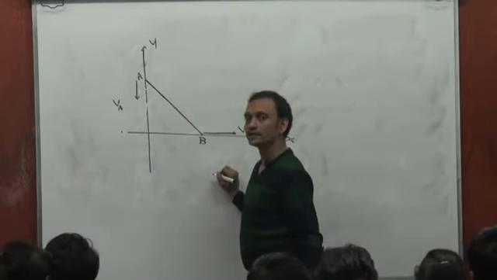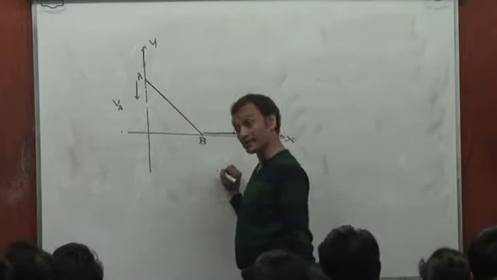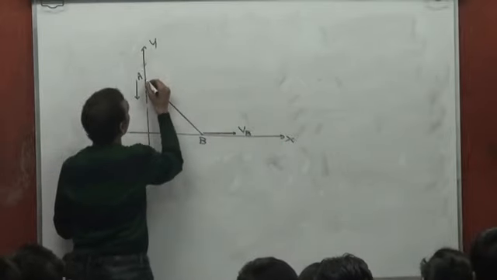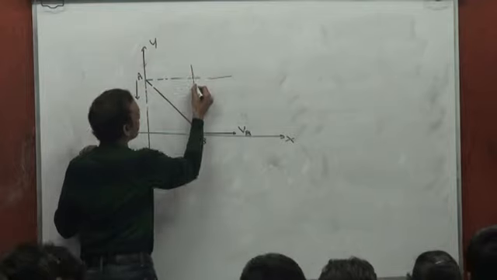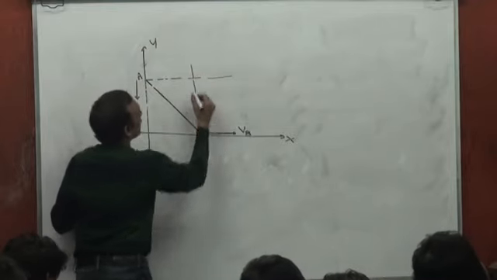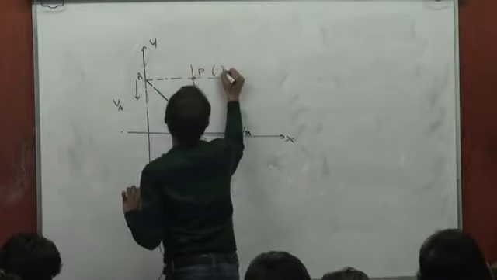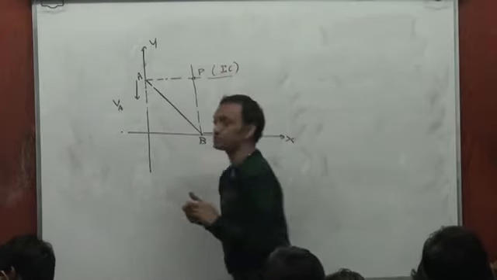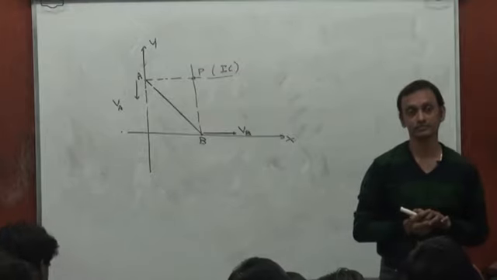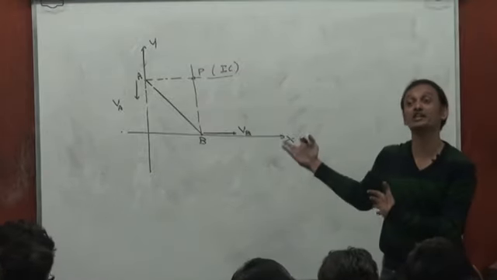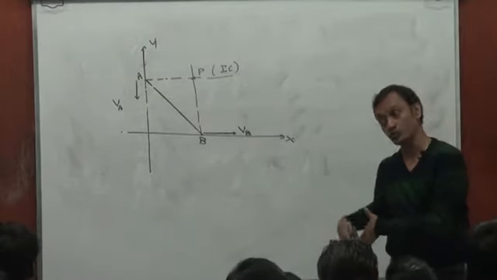And now you have to locate the instantaneous center. If you have to locate the instantaneous center for this rigid body, then draw a perpendicular to VA, draw a perpendicular to VB, and the intersection of the two will give me the instantaneous center of the rigid body, the point P. Got me? So in this case, it lies outside the ladder, as you can see.